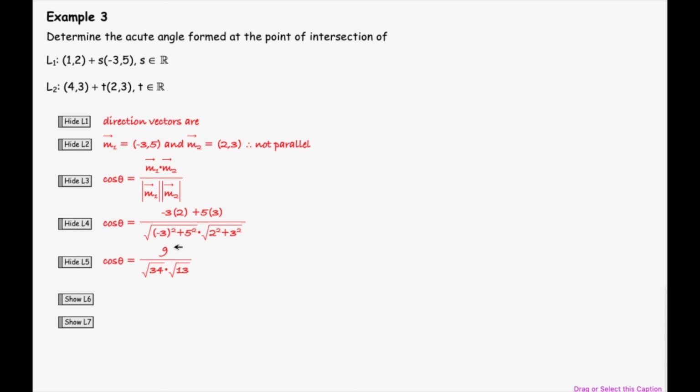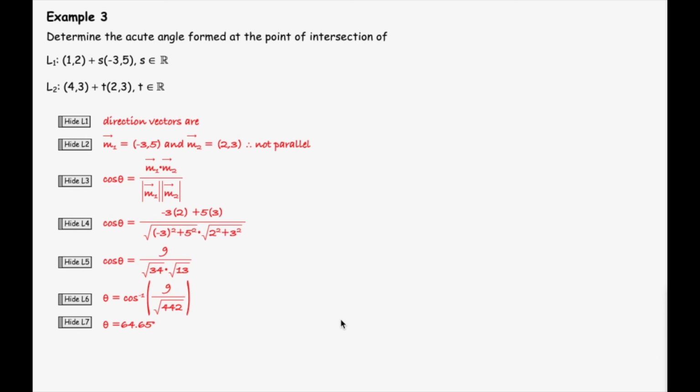So I now have that cos of theta is 9 divided by the square root of 34 times 13. 34 times 13 is 442. So I can now note that theta is the inverse cosine of 9 over the square root of 442. We punch that into our calculator, round to the nearest hundredth, and I get 64.65 degrees as the measure of angle theta.